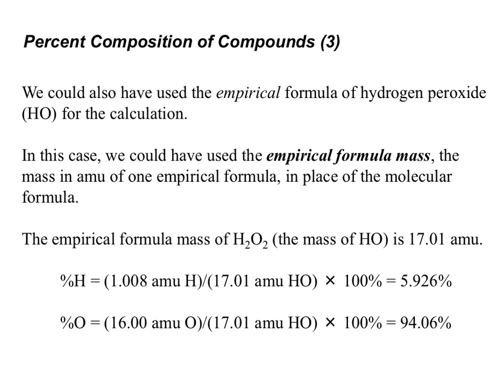We could also have used the empirical formula of hydrogen peroxide, HO, or HO, for the calculation. In this case, we could have used the empirical formula mass, the mass in AMU of one empirical formula, in place of the molecular formula mass. The empirical formula mass of HO is 17.01 atomic mass units. So if you do the mass of hydrogen divided by the empirical formula mass, times 100, we will also get our 5.926%. Whilst for oxygen, we do 16 divided by 17.01, times 100, which gives us 94.06%.